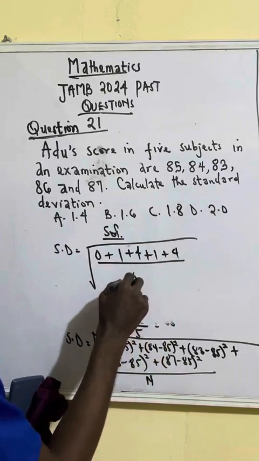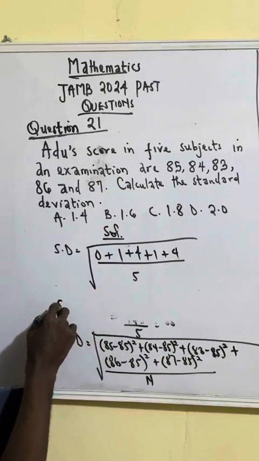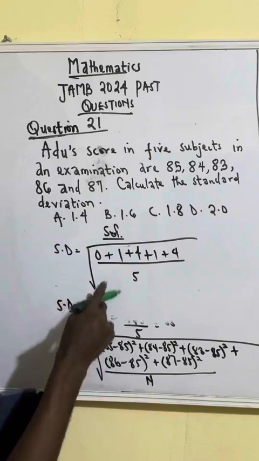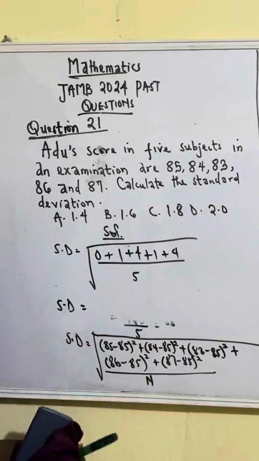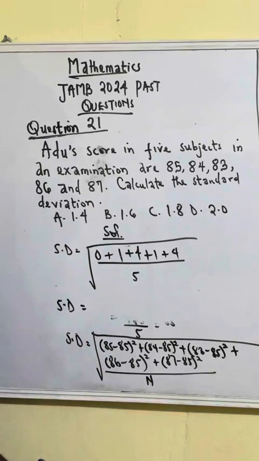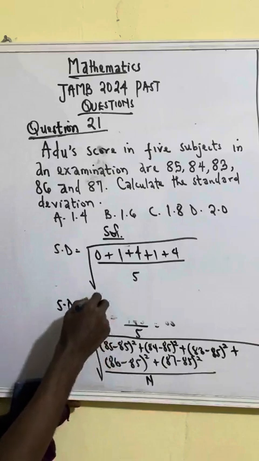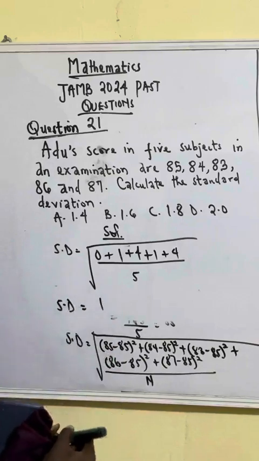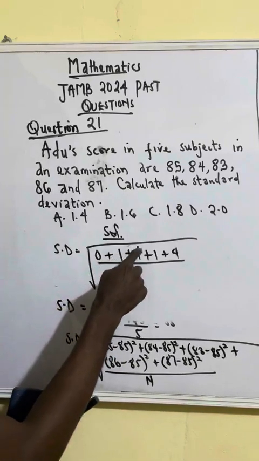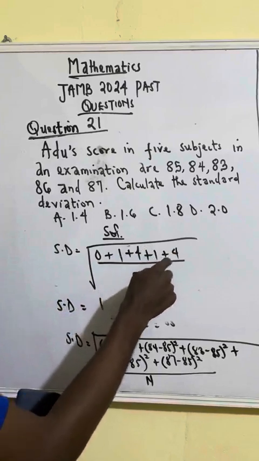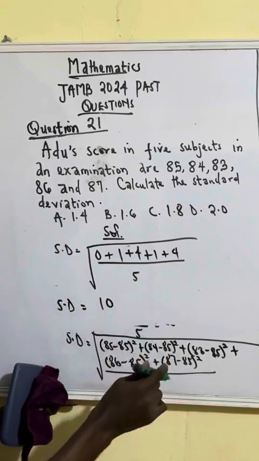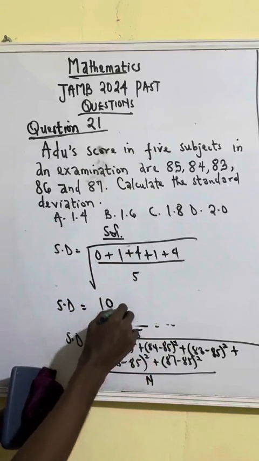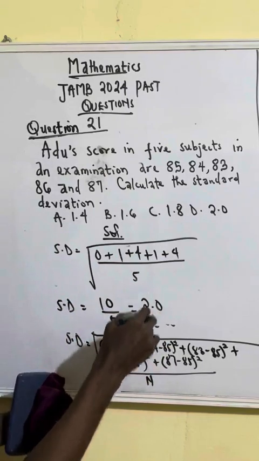All divided by 5. So the next thing, SD will be equal to the square root of 0 plus 1, that's 1. 1 plus 4, 5. 5 plus 1, 6. 6 plus 4, that is 10. So that's just 10. 10 divided by the total of everything, which is 5. So the answer is 2.